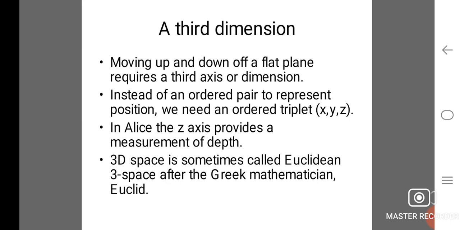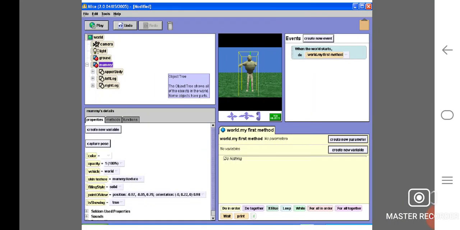A third dimension, moving up and down off a flat plane, requires a third axis or dimension. Instead of an ordered pair to represent position, we need an ordered triplet x, y, z. In Alice, the y-axis provides a measurement of depth. 3D space is sometimes called Euclidean 3D space after the Greek mathematician Euclid. So this is a diagram that represents the 3D space.